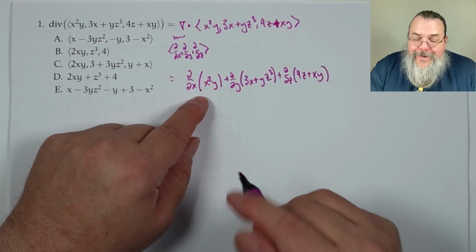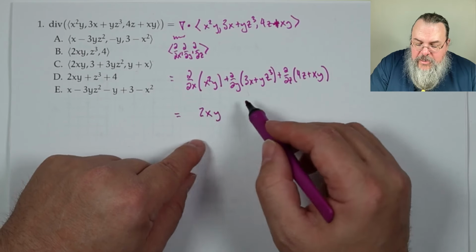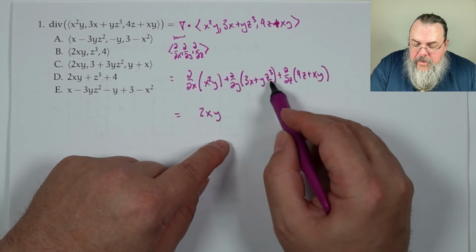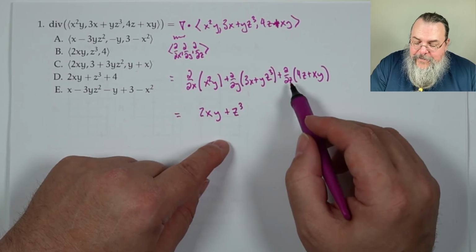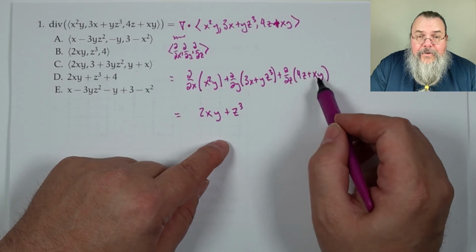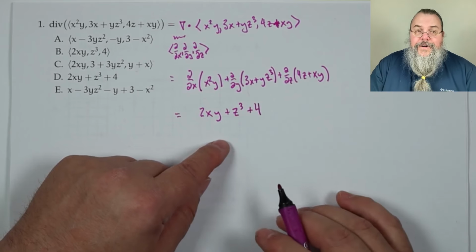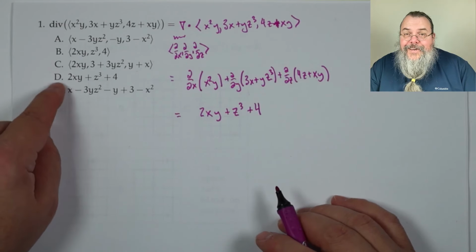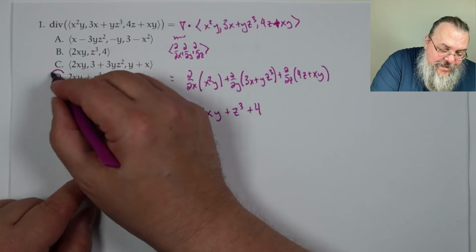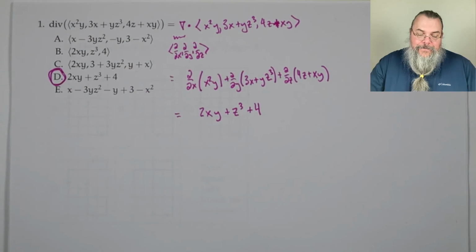These are all straightforward partial derivatives. What do we get? Well, we get 2xy from the first. Here, that goes away. And then we get plus z cubed from the second. And from the last one, the xy goes away completely. The derivative of 4z with respect to z is 4. So that's what we're looking for. Answer is D. And there you go. Yeah, they can be that straightforward.